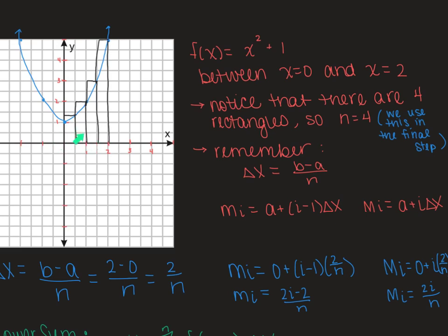So when I count these up, I have 1, 2, 3, 4 rectangles that's already decided. That means my n is going to be 4. So that's kind of like your first thing you want to check on the graph. How many rectangles? And that's going to be your n.